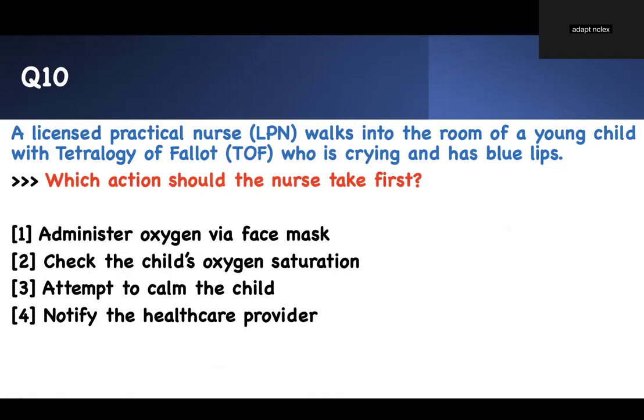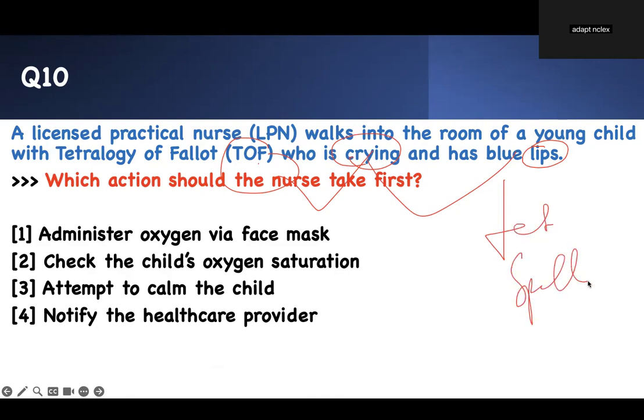The patient is hypoxic, right? And therefore, underline my buzzwords. I say what? Blue lips, tetralogy of Fallot. That's all. And crying. These 3 words, you've got to connect them. Tetralogy of Fallot, crying, and blue lips. That means I'm having a tet spell. I need to give the kid more blood to the lung and oxygen. Will you give them oxygen? Will you give them oxygen first? Do you check their saturation? Do you attempt to calm the kid down or notify the healthcare provider?